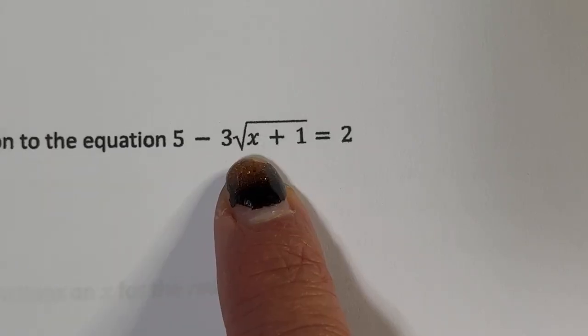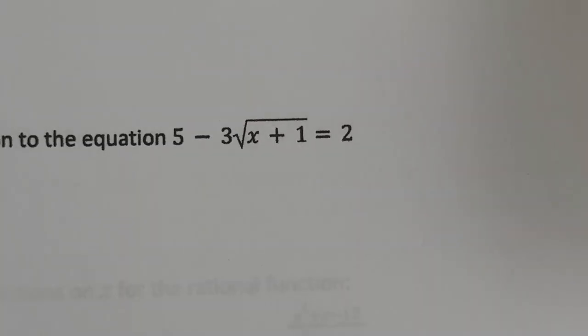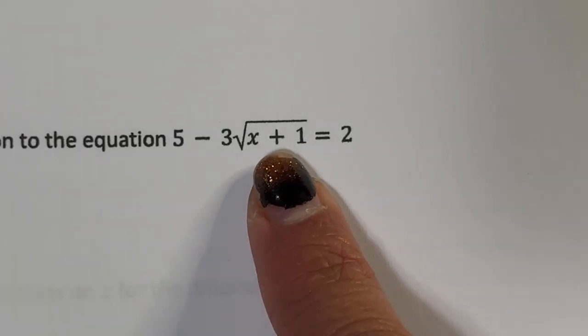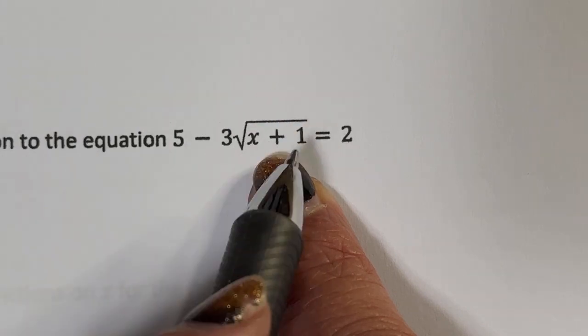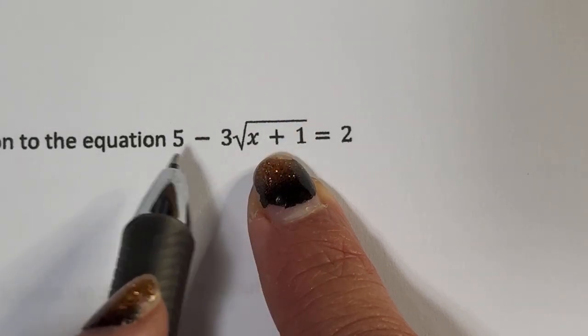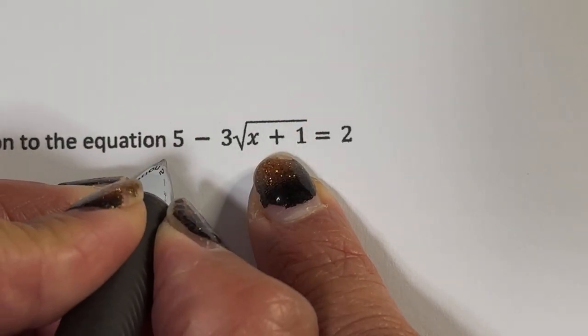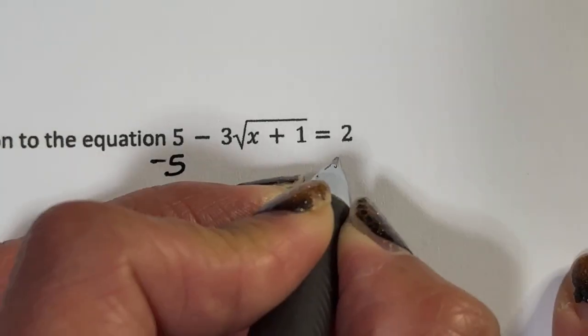You cannot combine like terms. Say it with me. I cannot combine like terms because they are not like terms. One's attached to a radical, one is not. So what we need to do is isolate this radical. And the first thing we need to get rid of is that 5. Now it's a positive 5, so the only way to move it to the other side is to subtract the 5.